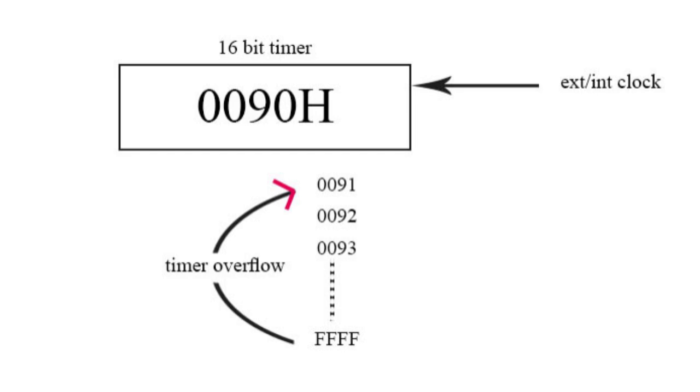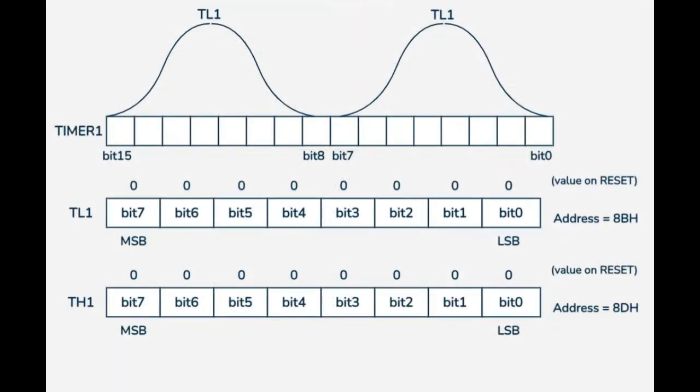In the 8051, for example, in 16-bit timer mode 1, the maximum value equals FFFFH, which is 65535. FFFFH plus 1 gives 0000H, an overflow. When this happens, TF0 equals 1, the Timer 0 overflow flag, or TF1 equals 1, the Timer 1 overflow flag.